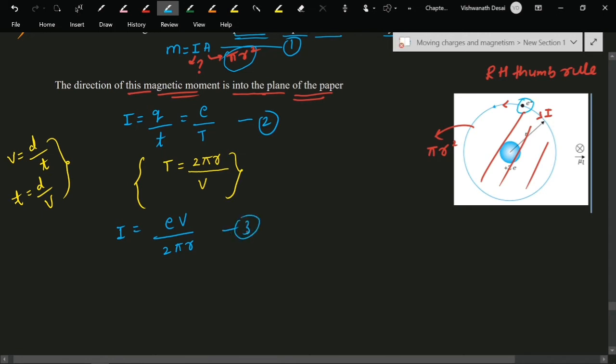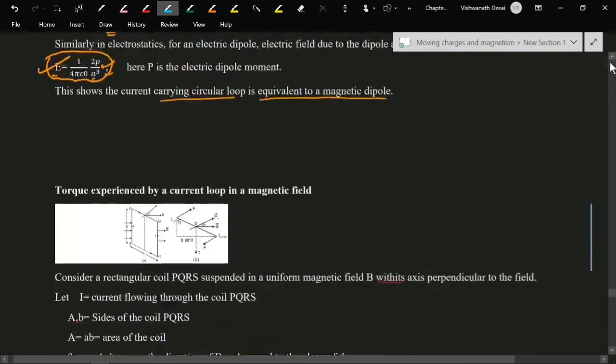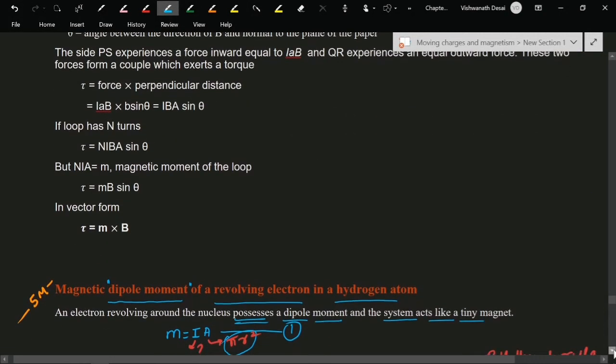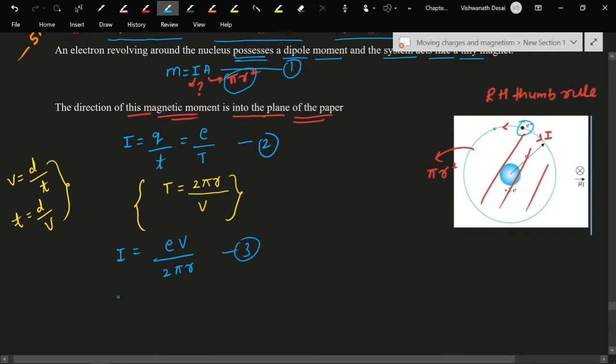Maybe substitute equation 3 in equation 1. So the equation becomes m is equal to, what is the value of I we got? E into v divided by 2 pi r, and what is the value of A? Pi r square. Okay, here one r and one r will be cancelled and pi also got cancelled.